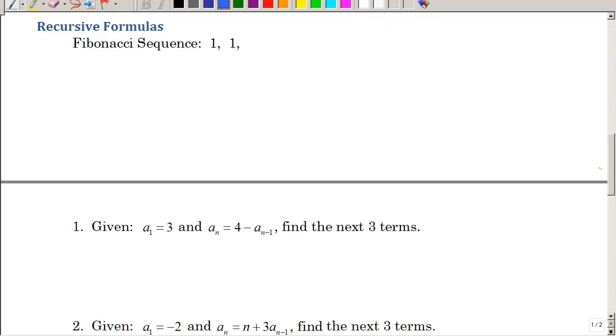Now we're going to look at what's called recursive formulas. Most famous of those is the Fibonacci sequence. Do some research. But a recursive formula says you have to have previous terms to get to the next one. The Fibonacci sequence says add those and get the next term, which is 2. Then add the 2 previous and get the next one. Add these, and so forth. So a recursive formula uses the previous terms to get the next terms.